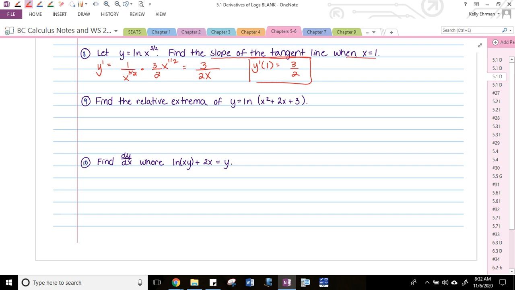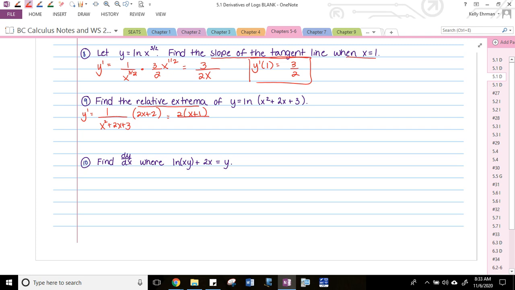Find the relative extrema of natural log of x squared plus 2x plus 3. Relative extrema. So we need to know the critical numbers and then test signs on a number line. So let's find y prime. 1 over x squared plus 2x plus 3 multiplied by the derivative of that, 2x plus 2. And we're trying to do critical numbers, so let's factor what we can. Oh, I just realized x squared plus 2x plus 3 doesn't factor. Let's see, can it ever be negative?